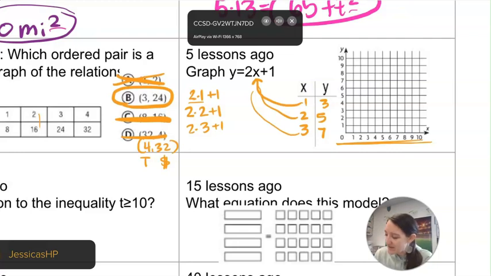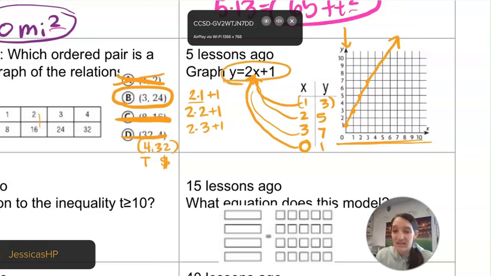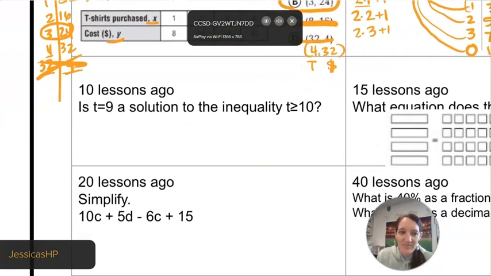Okay, so now when I graph it, that 1, 3 is over 1, up 3. Over 2, up 5. Over 3, up 7. If I wanted to know where it is along the y-axis, I would add 0. Plug that in. 2 times 0 is 0 plus 1 is 1. So I could also put one out, 0, 1. And then I have a beautiful straight line. If you are graphing one of these equations and it does not form a line and it goes like this or something, then you know you've done something wrong and go back to the drawing board.